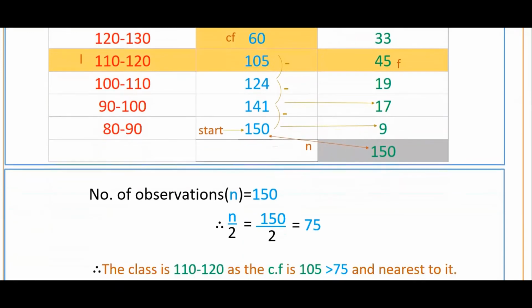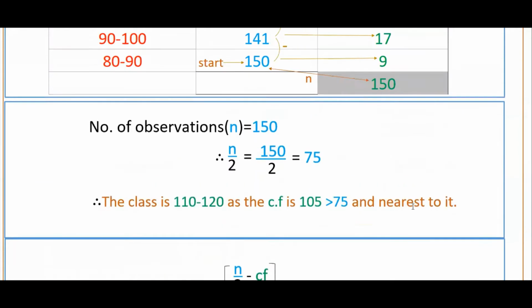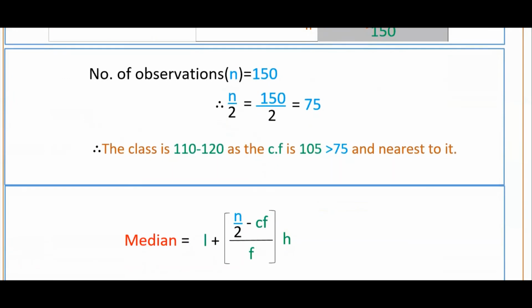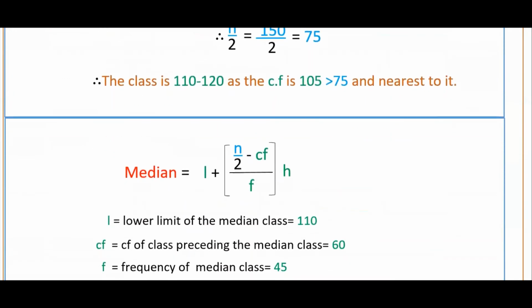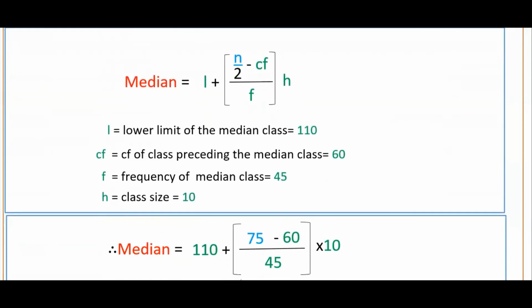You have to take this class interval, and previous to this class interval the cumulative frequency is 60. So this is CF, the lower limit is 110, and the frequency F is 45, and N by 2 is 75. So you have to take these values. Therefore the class interval is 110 to 120, as the CF is 105, which is greater than 75 and nearest to it. Okay, so this is 105, and this is the class interval.